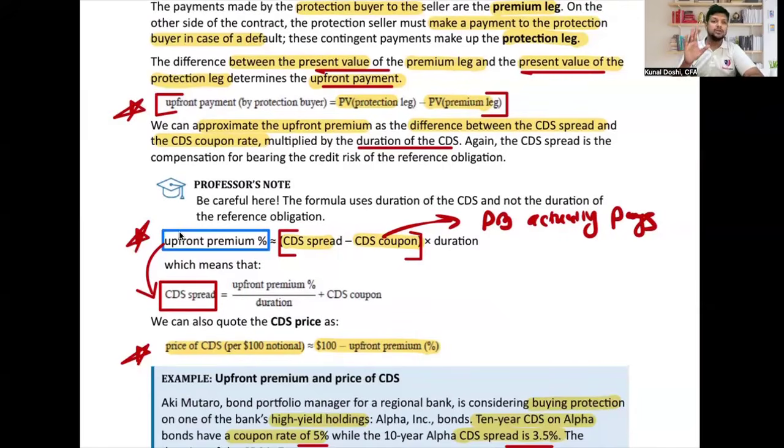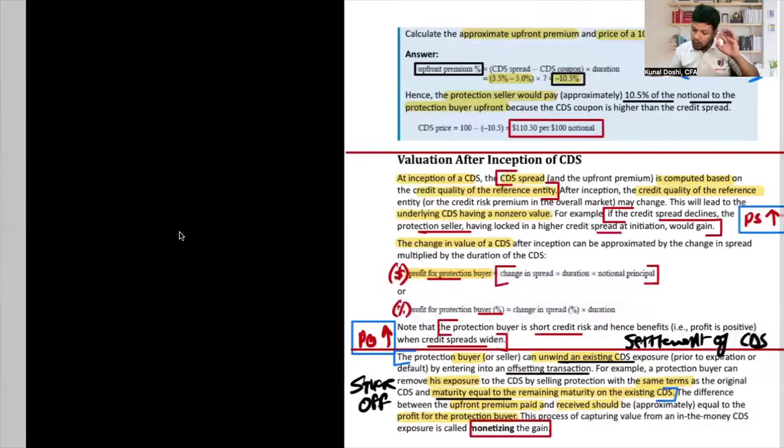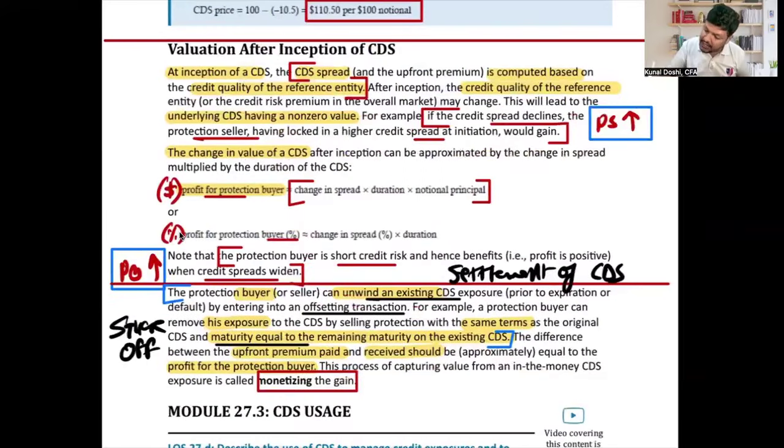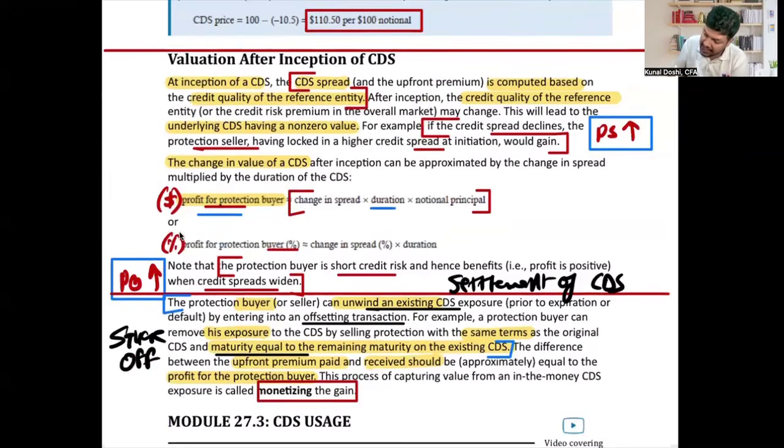What is more important here is the profit for the protection buyer. When does he make profit? He makes profit when the spreads go in his favor. So the change in the spread and how much is the spread's impact on the bond, that is what we go with the duration. So the change in the value of the CDS will cause me profit. And how will I get the profit?